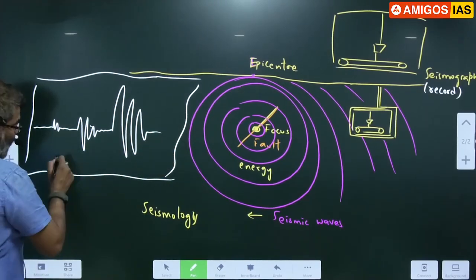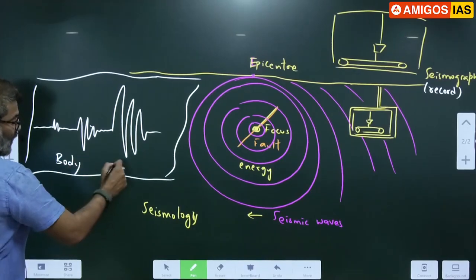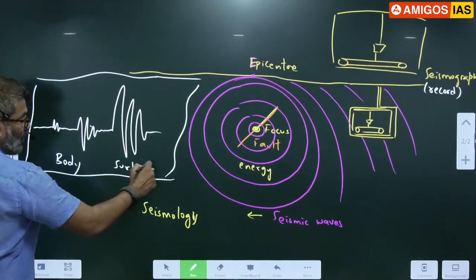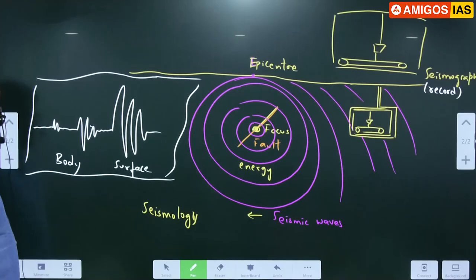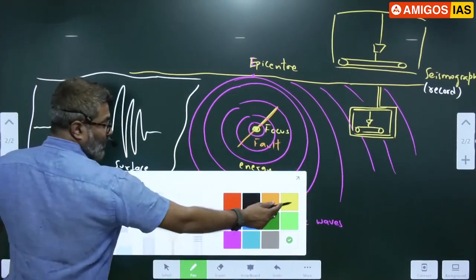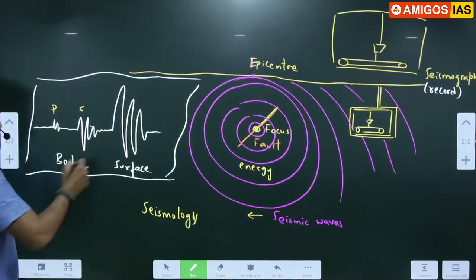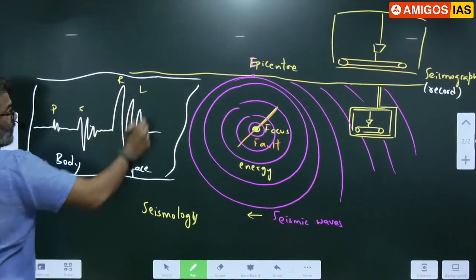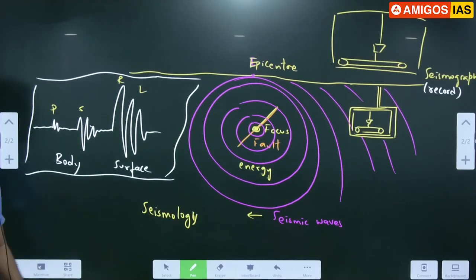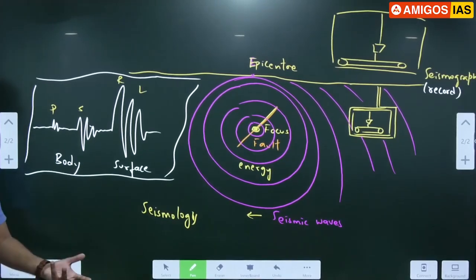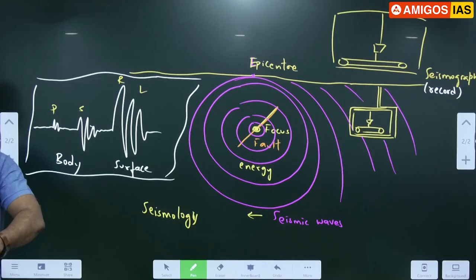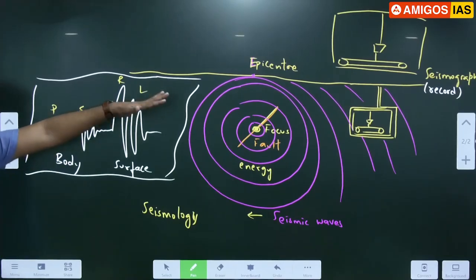Seismic waves are of two types: body waves and surface waves. Body waves are again primary and secondary. Surface waves are Rayleigh and Love. Like this, we have multiple waves. So the scientists will come to know. We are not going inside. I'm just noting down the vibration on the surface.